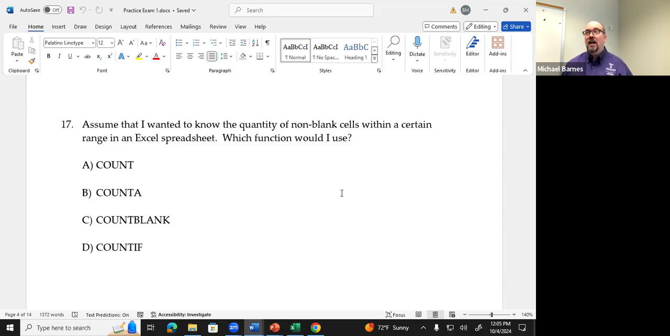Count A is correct. Why? Count only looks for numeric values. That's not what I specified. I specified anything that is non-blank. So if it had a numeric or any other type of value, count A would pick that up, okay? Count would only pick up something that has a numeric value.